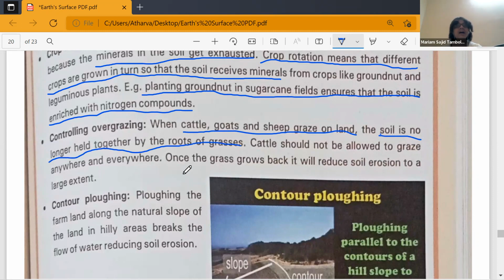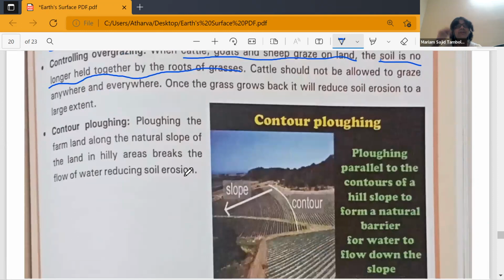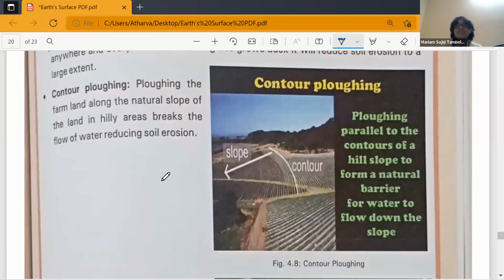This is why my father's farm has a separate place for cattle to eat their grasses. Correct. So they should not be allowed to graze anywhere or everywhere, so that they could maintain the soil and prevent erosion.